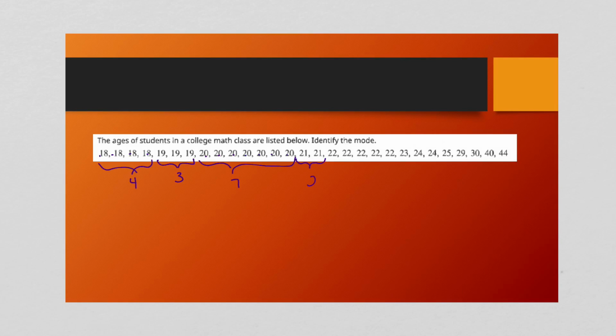21 has 2. 22 has 1, 2, 3, 4, 5. 23 has 1. 24 has 2. 25 has 1. 29 has 1. 30 has 1. 40, and so on. So our mode is going to be the 20-year-olds.